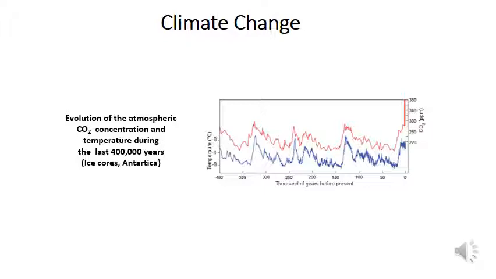Here we can observe the evolution of the atmospheric carbon dioxide concentration and the temperature during the last 400,000 years, according to ice cores from Antarctica. As we can observe here, carbon dioxide was around 280 ppm from the pre-industrial period, and nowadays it has already reached 400 ppm. With the increase of atmospheric carbon dioxide, we can also observe the increase of temperature.